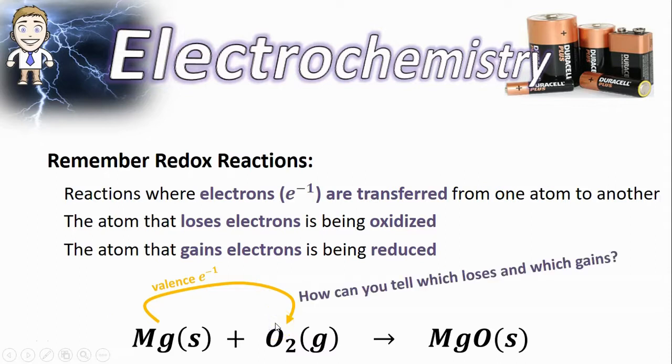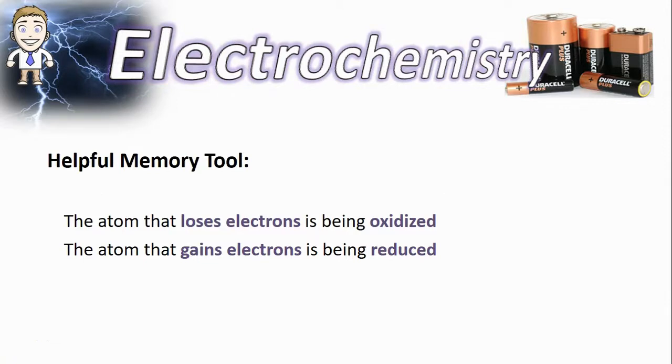What we didn't say is how exactly can you tell that the magnesium is the one that loses and the oxygen is the one that gains? Now, before we answer that question specifically, there is a helpful memory tool I'd like everyone to be aware of. And there's a couple of these out there. You may have heard of some different ones.